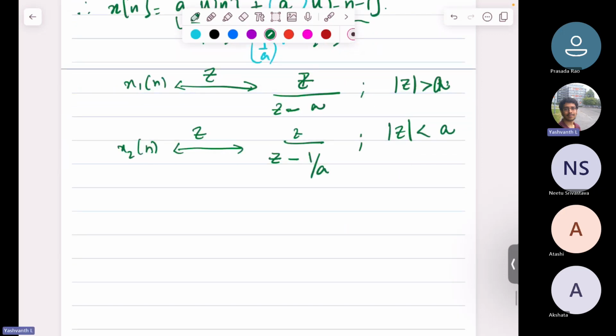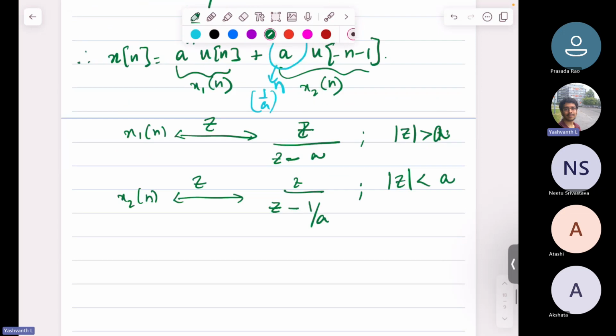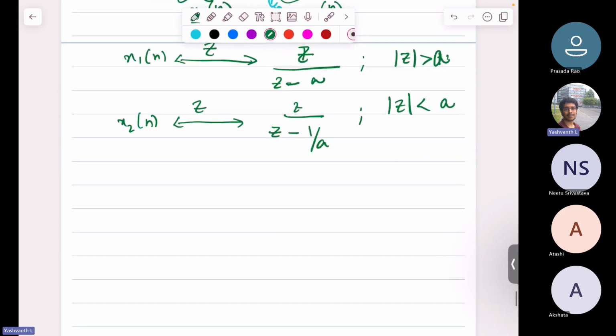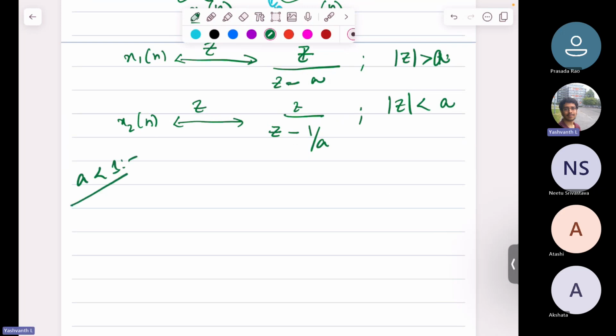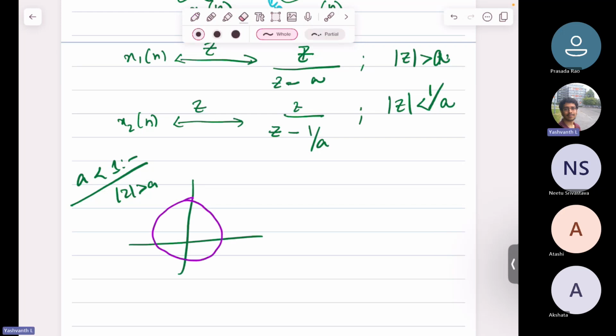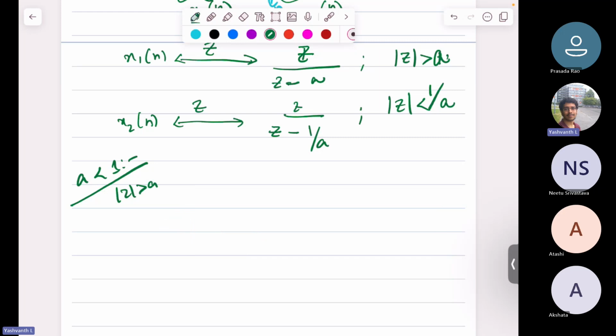Okay, now let's consider the z transform for both x1 and x2. Now let's consider the case a less than 1. Sorry, this is 1 by a, right? It's not a. It's mod z is less than 1 by a. Now, if a is less than 1, what is the ROC? So your mod z greater than a will be something like this. So let's first draw the unit circle. Sorry, my diagrams are a little weird. So just a minute.